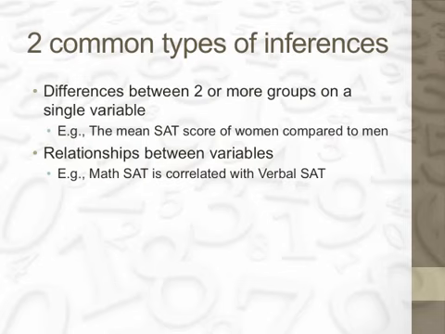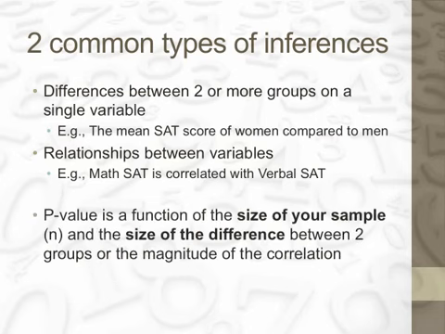The other type of inference that we sometimes want to make is about relationships between variables. So again, getting at this idea of correlation or partial correlation. Maybe we want to make an inference about the likelihood that math SAT score is correlated with verbal SAT score in the population of high school students or something like that. So hopefully this makes sense: either we want to make comparisons of two or more groups, or we want to look at relationships between variables.